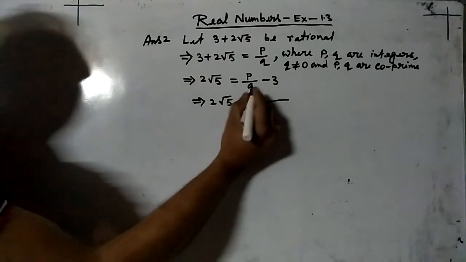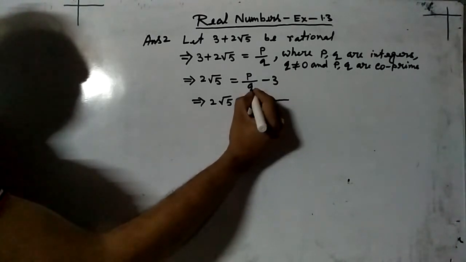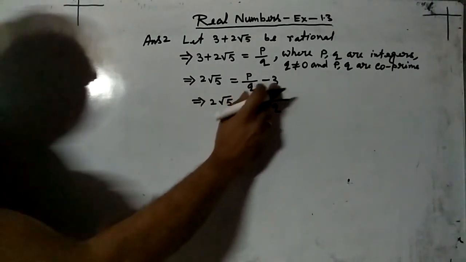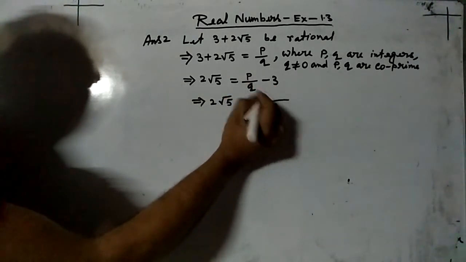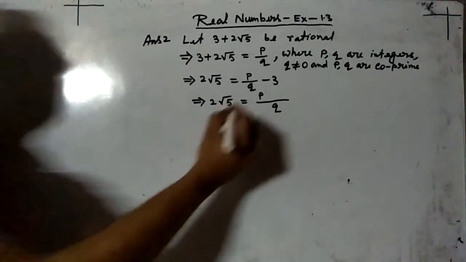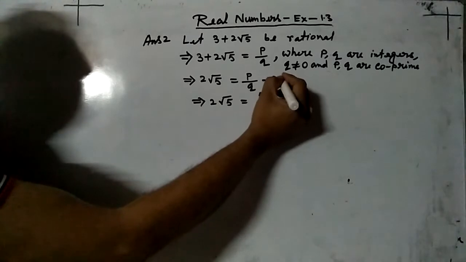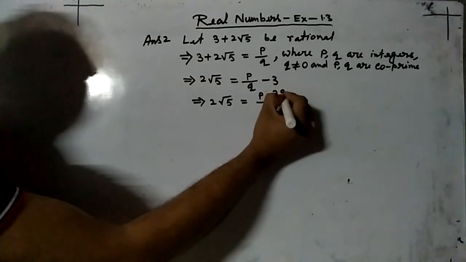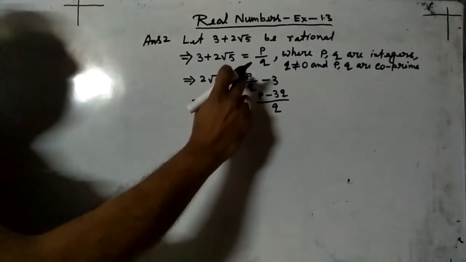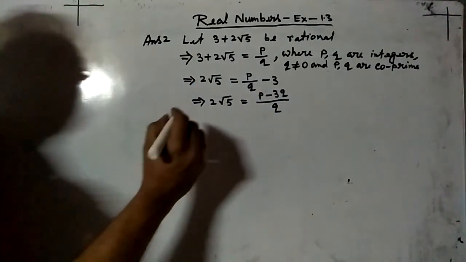Now the LCM of q and the denominator of 3, which is 1, is q. LCM of q and 1 is q. If we want to subtract these two terms, then we have to take the LCM. q divided by q is 1, 1 into p is p, right? Minus. The denominator of 3 is 1, so this q will be multiplied with 3. So it is 3q. Be careful here, most of the students make a mistake. They write just 3p minus 3 by q. That is not correct. Okay.